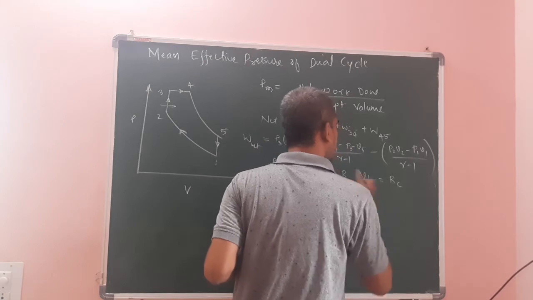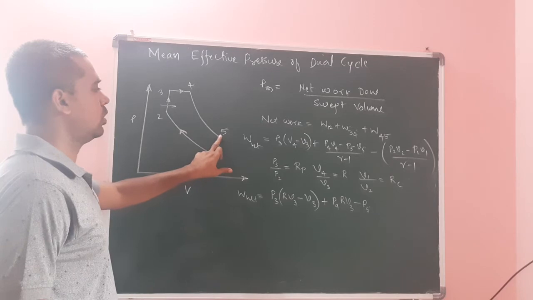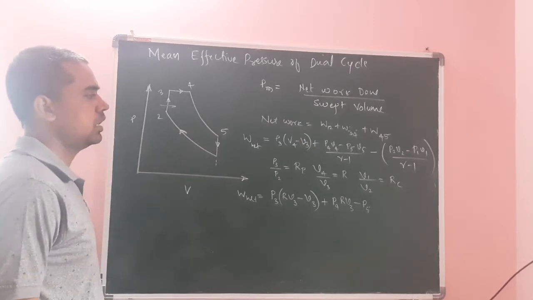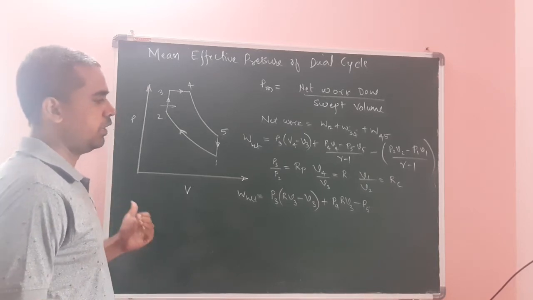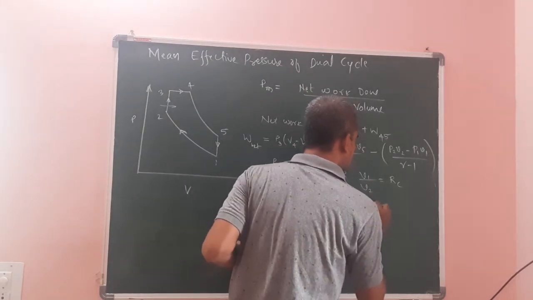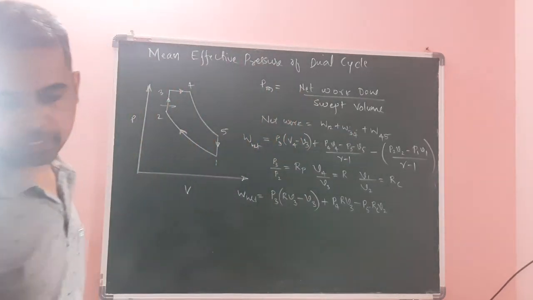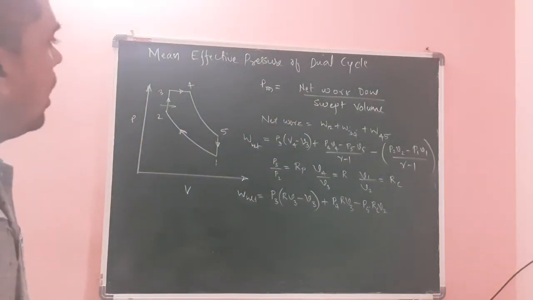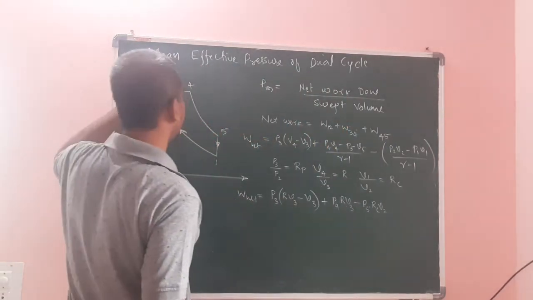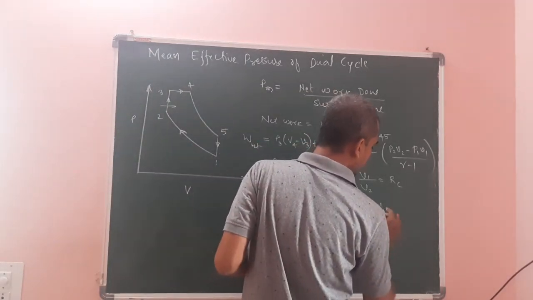Instead of what we know, P5 is equal to what? P5 is equal to P1, because 5 to 1 is a constant volume process. Therefore, instead of P1, I will write it in terms of the ratios and P2. But what we know, P2 is equal to P3. Therefore, I can write it in terms of P3.